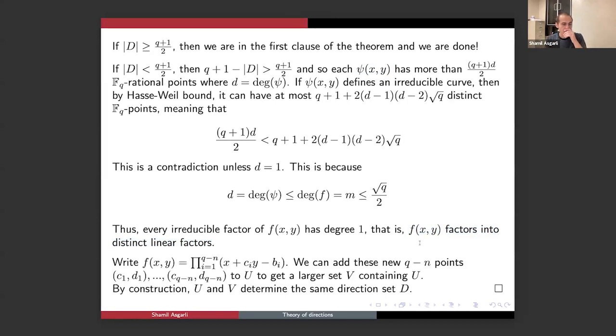And therefore we get that f of xy is a product of linear factors like this. The last step, which I don't have time to explain, is that we add these new points, the ci di's, this should be a di here, to U to get a larger set. That set contains U, and it turns out that it has the same directions as U.